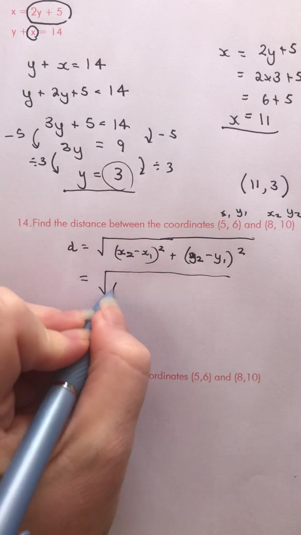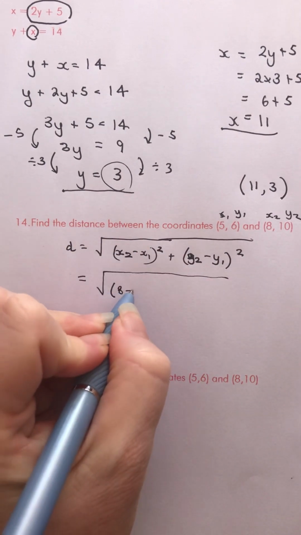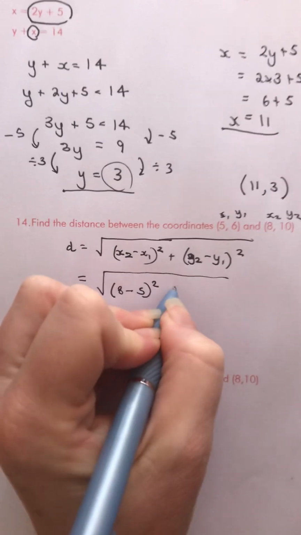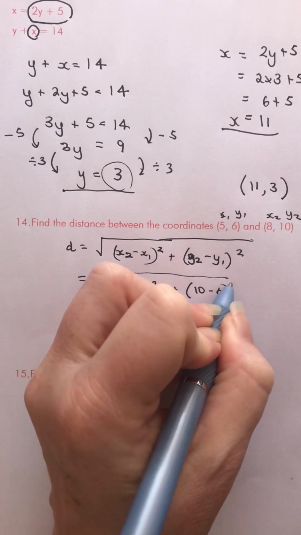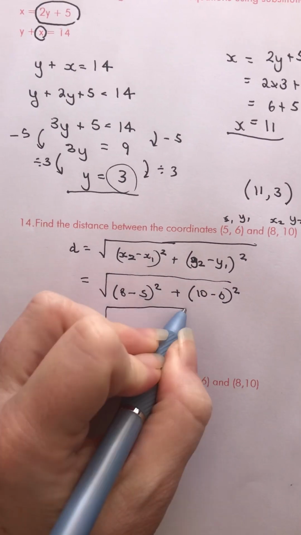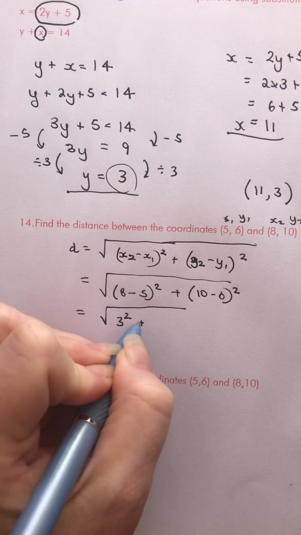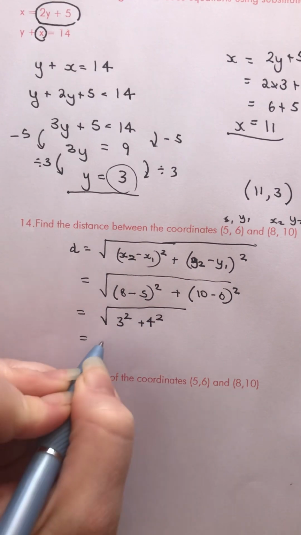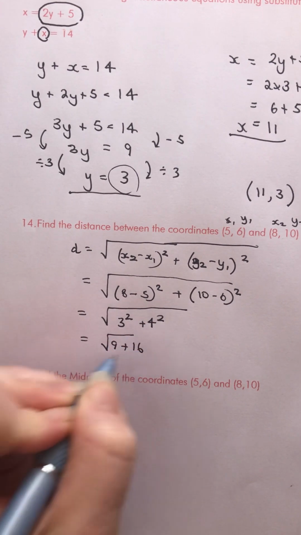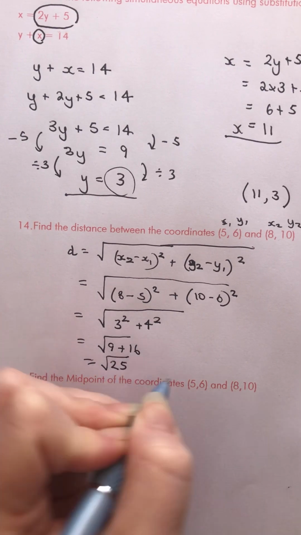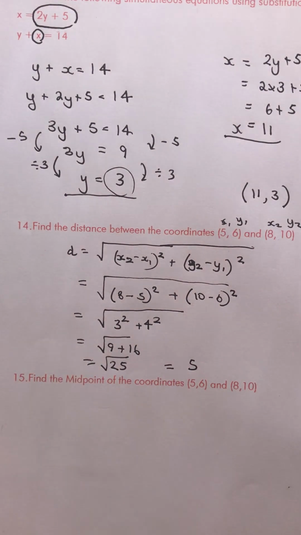So we've got our x2 is 8, take away 5, squared, plus 10, take away 6, squared. So we get the square root of 3 squared plus 4 squared. 3 squared is 9, 4 squared is 16. So we get the square root of 25, which is equal to 5. So our distance between those 2 points is 5.